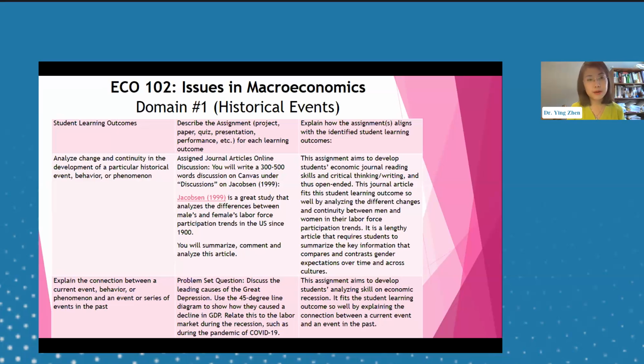There are 2 student learning outcomes. The first one is analyzing change and continuity in the development of a particular historical event, behavior, or phenomenon. So in order to satisfy this student learning outcome, I assign a journal article for students to have discussions online. So here you can see I've been assigning Jacobson 1999 paper. This is a very formal academic journal article.